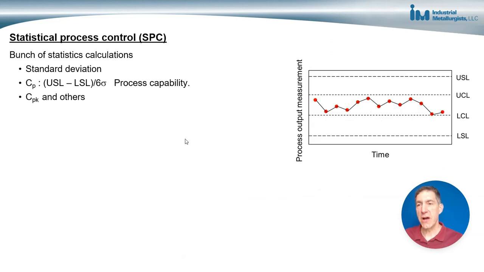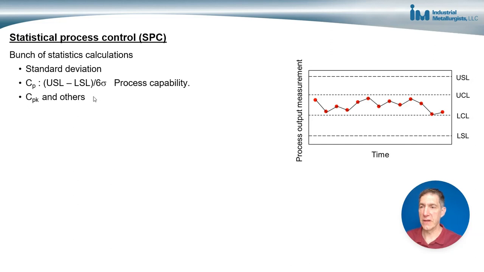So statistical process control, SPC, involves a bunch of statistics calculations that includes standard deviation, CP, and CPK, and others that help us characterize a manufacturing process and monitor it to understand if it's capable of consistently producing output that meets our requirements, and also for identifying if there's a problem that is occurring with the process.